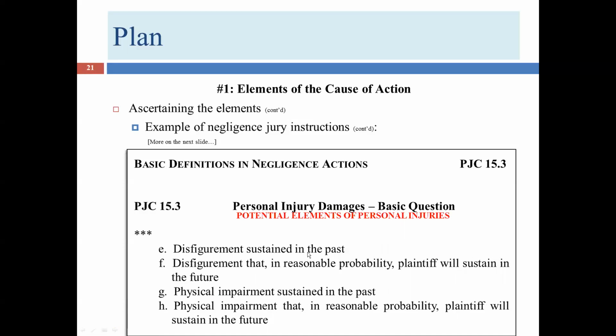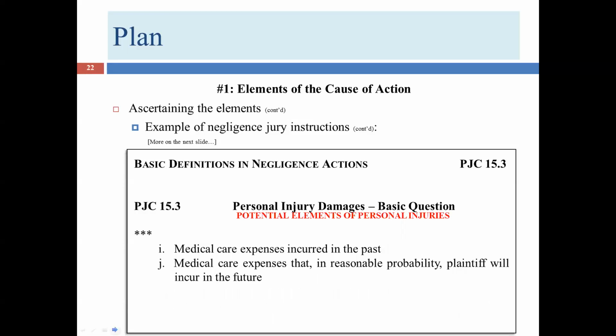She's had disfigurement in the past. She has some bad scars, and the scars will continue. Plastic surgery, for whatever reason, can't resolve those scars. She has a physical impairment, again, being in the wheelchair perhaps in the past, and she's also going to continue to be in the wheelchair in the future. Those are examples of the type of injuries that she could sustain. And again, we have medical care expenses in the past and medical care expenses in the future.